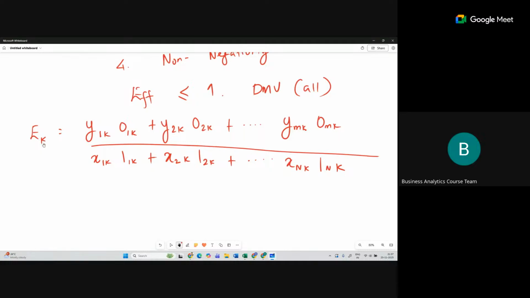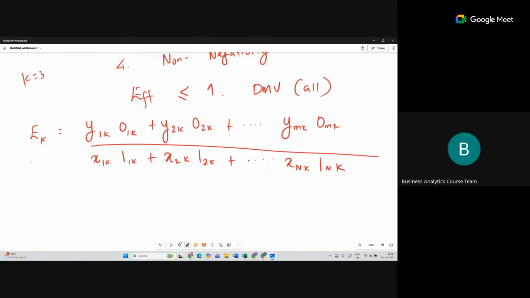So what is this k? If you have Sachin, Virat, and Dravid, how many k's are there? K will be equal to 3. So 3 decision making units, or 3 business units. So k will be 3. For each and every one, you have to solve a separate linear programming problem.